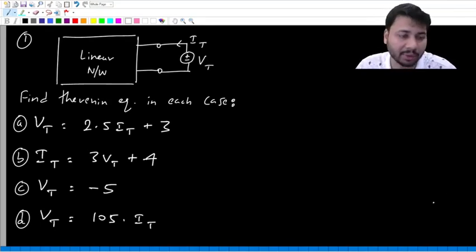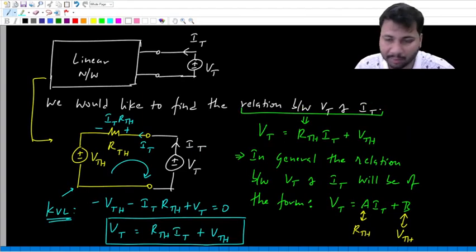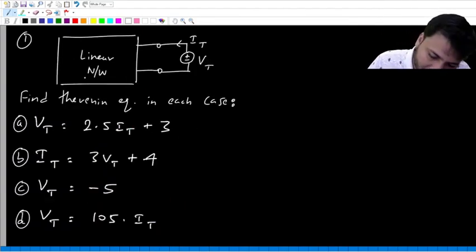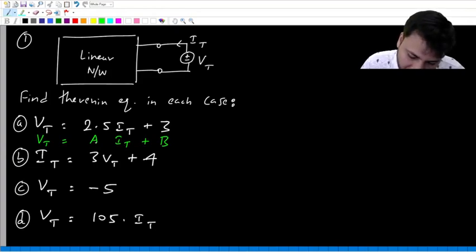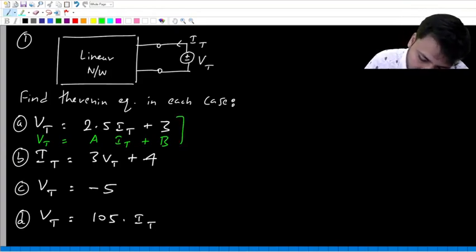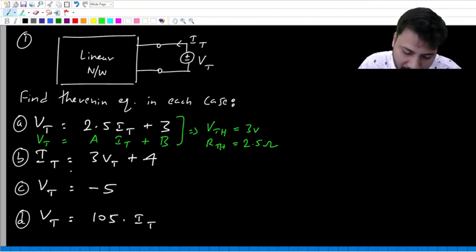Now you have to compare it with the standard form. What is that standard relation between Vt and It? Vt equal to A It plus B. If you compare this with Vt equal to A It plus B, A is 2.5, B is 3. That means A is Rth, B is Vth. So for the first case, the Thevenin voltage is 3 volts, and the Thevenin resistance is 2.5 ohms.